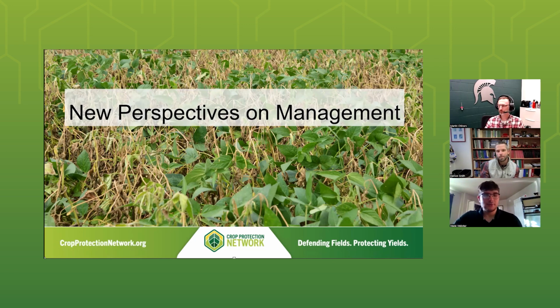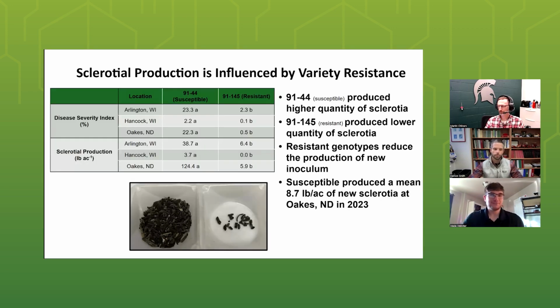Well, thanks, Damon. So we're going to shift over to two more newer perspectives on white mold management. This first one, we've talked about the use of genetic resistance, so resistant varieties or susceptible varieties, and the differences there, whether that is disease development or yield. But one of the things that is not often discussed is the amount of sclerotia that is produced depending on a susceptible versus a resistant variety.